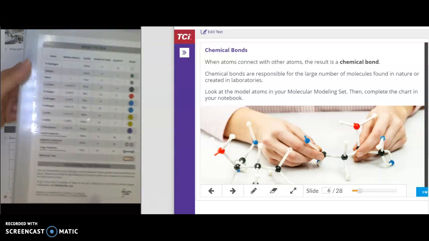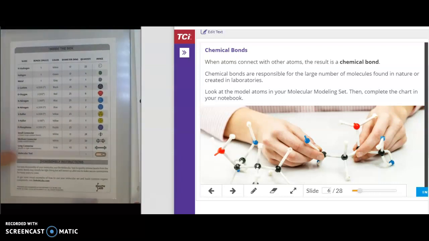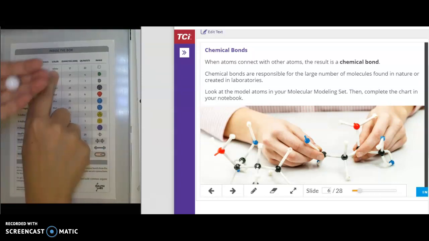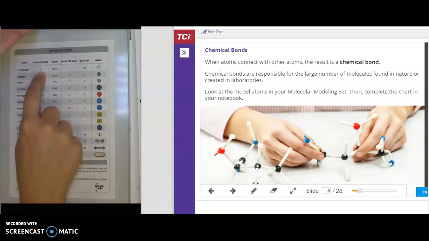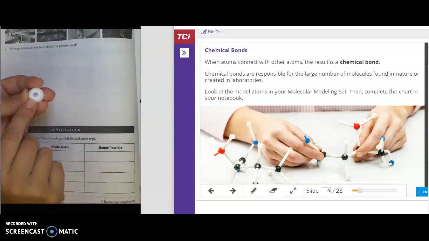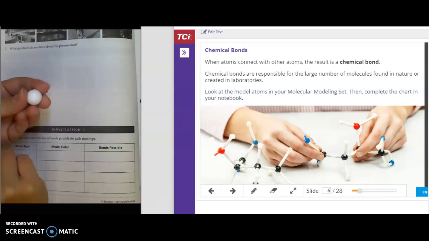And you can use your key to help you. So if I take a look at this key over here on the inside of the lid, I can find hydrogen. It tells me it's white, right? So that's how we know it's this one. And it also tells me how many bonds it will make, and it says 1. And if I pay close attention to this atom, I see there's only one indentation or area where a bond can be formed, right? The rest of it is just smooth. Can't make any other bonds on there.